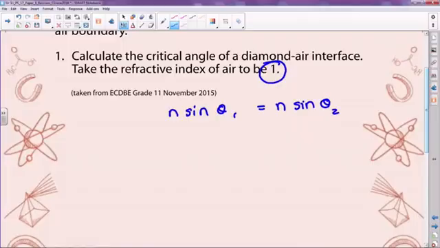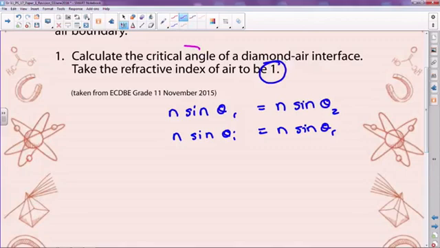Okay. With the equation that I gave you, it's also written as n sine theta i, for angle of incidence, equals n sine theta r. So it does depend on what you're given. Both are acceptable. Don't stress it if mine looks a little bit different to yours. What is the trick in this question? The trick in this question is this part here.